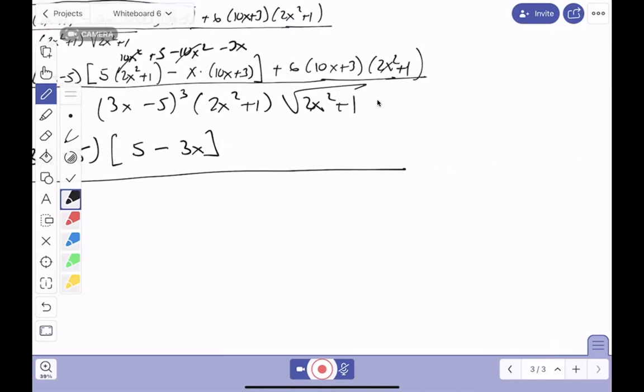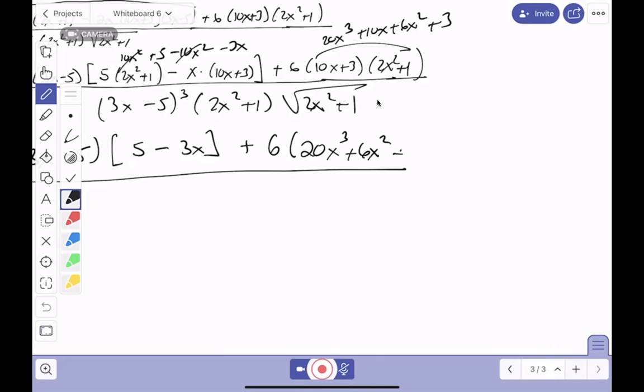Well, let's take a look over here. Plus 6. I'm going to multiply this out now. And what are you going to get there? 20x cubed. Don't panic yet. Plus 10x, plus 6x squared, plus 3. Let's write that down. 20x cubed plus 6x squared plus 10x plus 3.